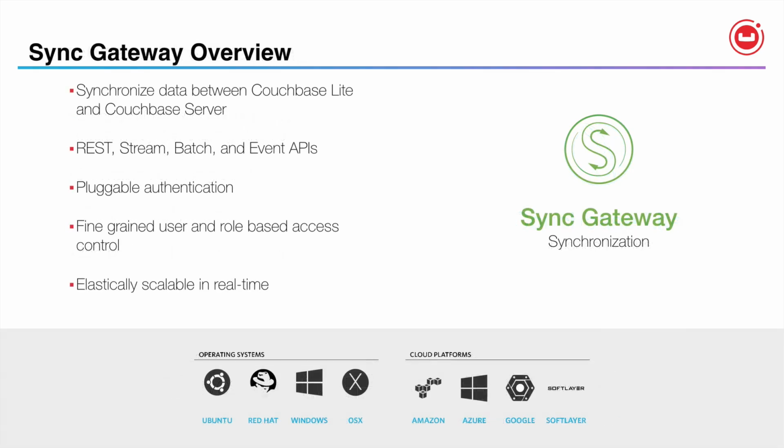Sync Gateway is actually a middleware. What it does primarily is synchronize your data from the embeddable Couchbase Lite database to the Couchbase database server. That handles synchronization to and from the mobile device. It also handles any kind of authentication and authorization, so you can define user roles and figure out what users should receive what data. It also handles conflict resolution.